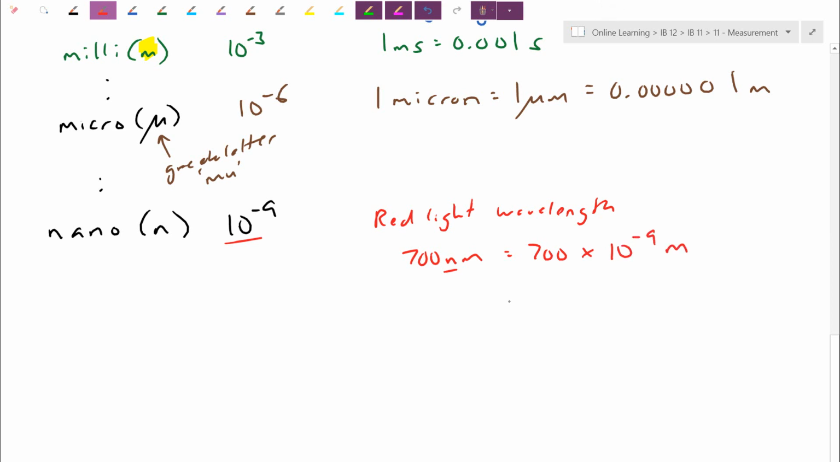Your calculators, when you punch this in, will automatically convert that to 7 times 10 to the negative 7. Is that okay? I thought nano was 10 to the negative 9. Well, yes, nano by itself does mean times 10 to the negative 9. It's just that for this red light wavelength, we actually have hundreds of a 10 to the negative 9. So if I pick up 2 more powers of 10, we end up back in times 10 to the negative 7. For the time being, we're not going to worry about rounding. We'll worry about it as a separate lesson in tomorrow's class.